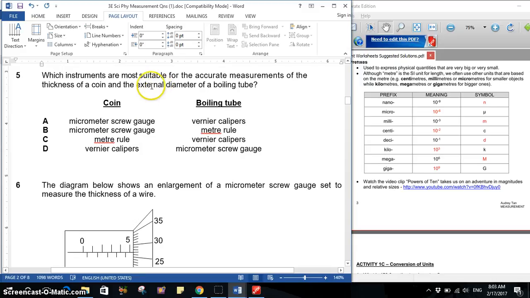External diameter. Now, something interesting about diameter is that if you look at internal or external diameter, remember we have our inner jaw and outer jaw on vernier calipers. These are used to measure inner diameter and external diameter respectively. So the answer for this can only be B.